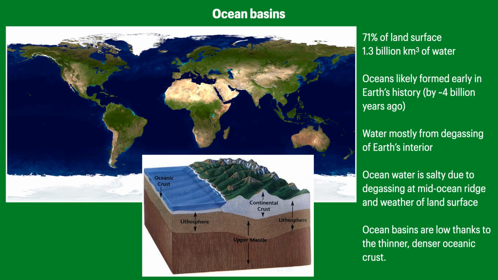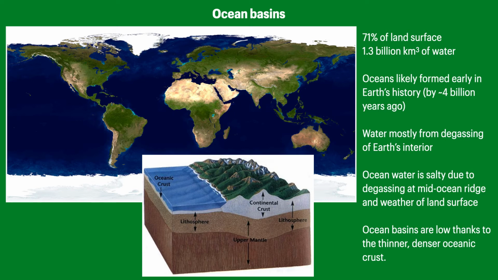So the ocean basins cover over 70% of the surface. And when you add up all the water in the oceans, it's over 1.3 billion cubic kilometers of water. And these oceans have been with us for quite a long time. Some of the earliest evidence that we have that there is water on Earth in the form of oceans goes back probably about as far as 4 billion years ago. So our planet has been a water planet for quite a long time.